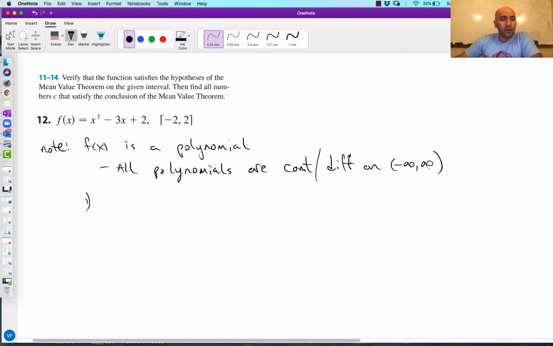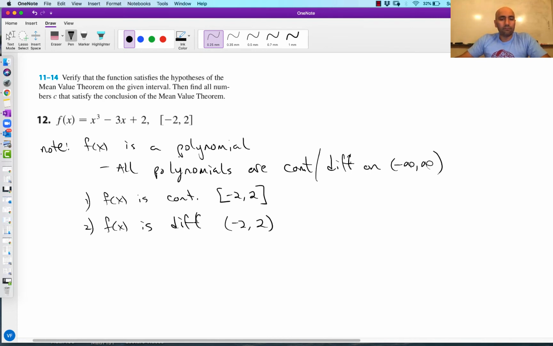So number one, for the mean value theorem, f of x is continuous on the closed interval from negative 2 to 2. And number two, f of x is differentiable on the interval from negative 2 to 2, right? Because it's continuous and differentiable on all real numbers. So those two conditions are really easy. Remember, Rolle's theorem had this other condition of making sure that f of a is equal to f of b. We don't have to have that here. Okay, so those two conditions are satisfied.